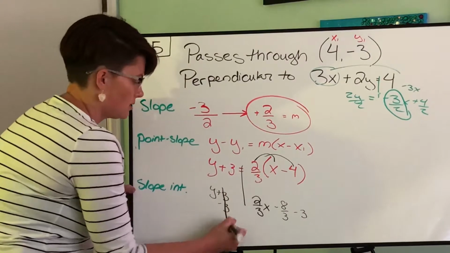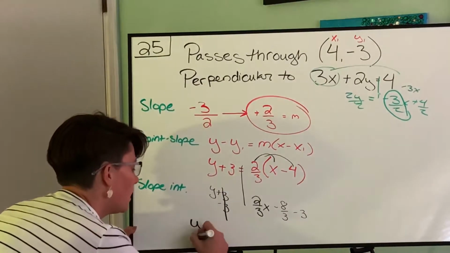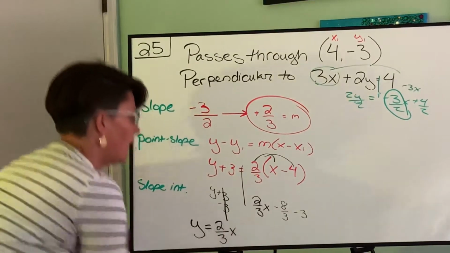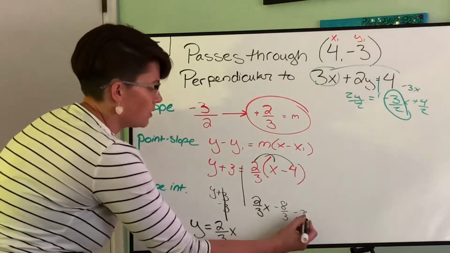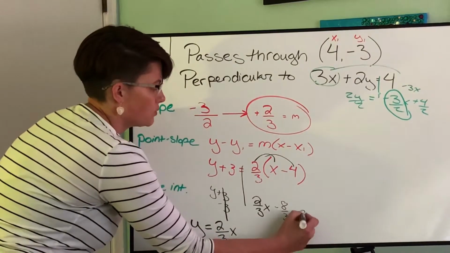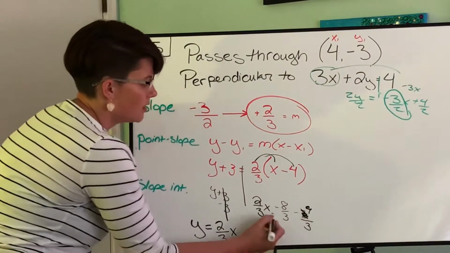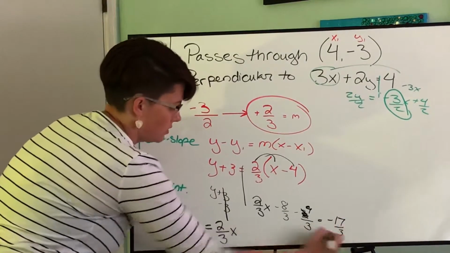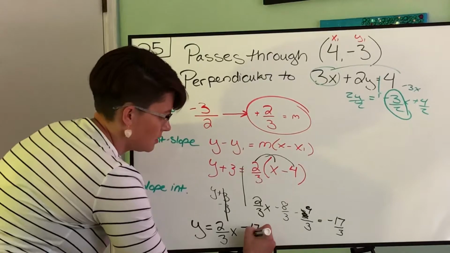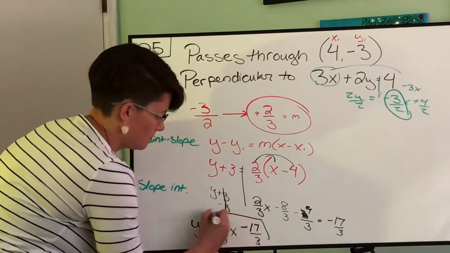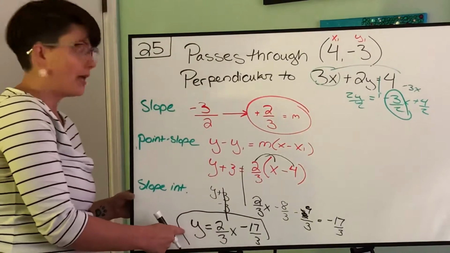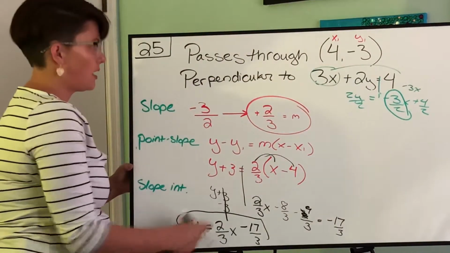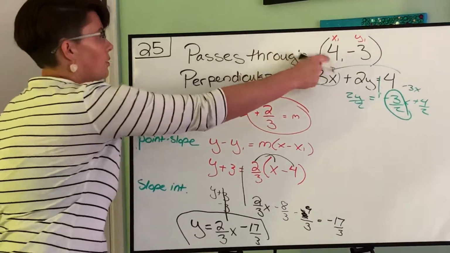Just going to cross it off of here, so we're going to get y equals 2/3 x. Let's get this with a denominator of 3, which means this is going to have to turn into a 9. So -8 minus 9 is -17/3. So minus 17/3. And this line would be perpendicular to this line, and this line would also pass through this point.